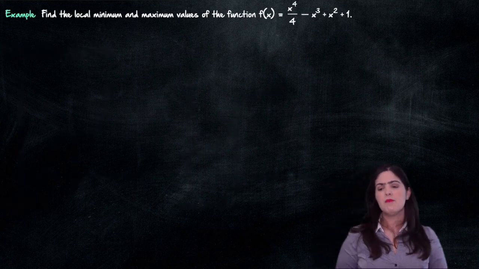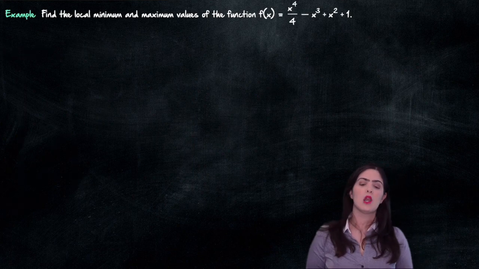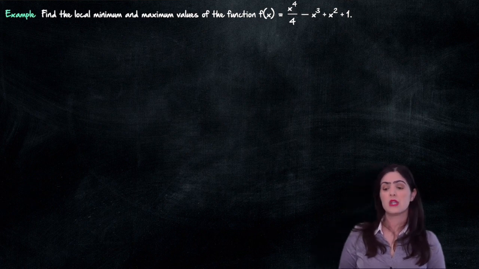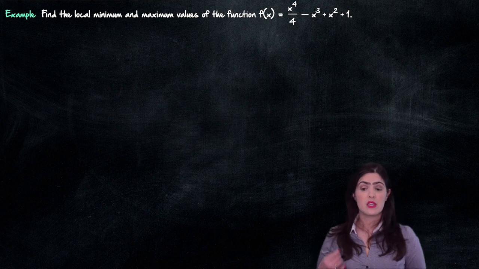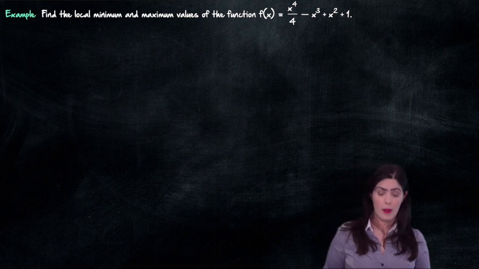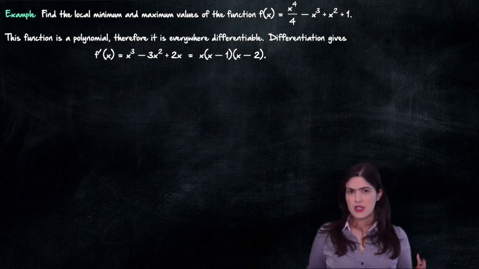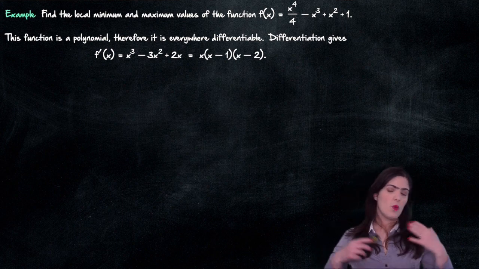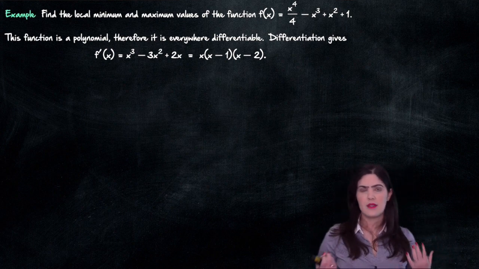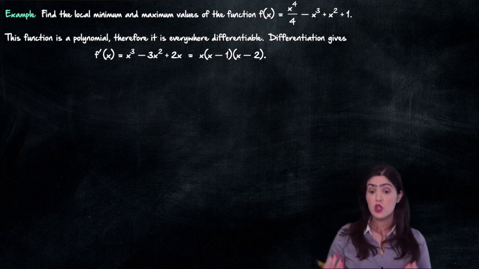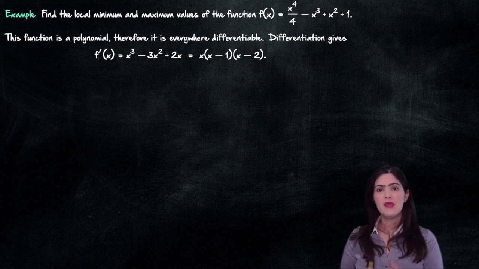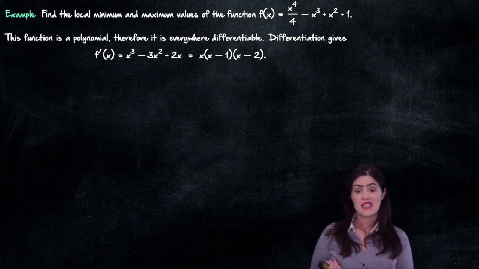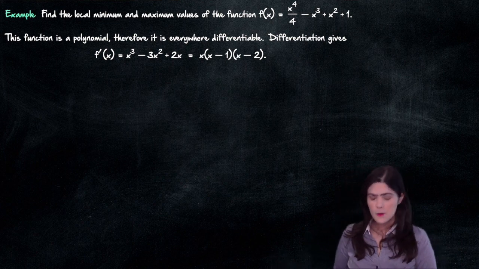Now in this example, we're going to find the local maximum and local minimum values of the function given by f of x equals x to the 4 over 4 minus x cubed plus x squared plus 1. So the function is a polynomial, therefore it is everywhere differentiable, and when we take the derivative, we end up with x cubed minus 3x squared plus 2x, and we can factor this as x times x minus 1 times x minus 2.